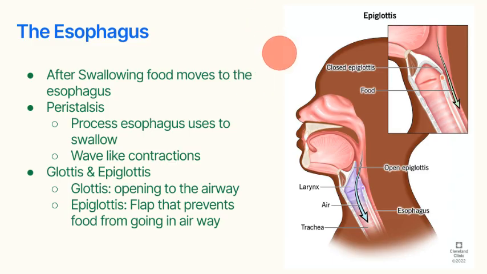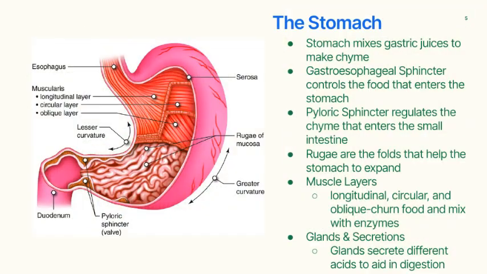The next portion that we will look at is the stomach. So in this diagram, you see the stomach showing the different layers and what's inside. In the stomach, food is mixed with gastric juices to form chyme. The stomach has specialized structures to aid in digestion. The gastroesophageal sphincter is the valve that controls the entry of food into the stomach. Next, you have the pyloric sphincter. It regulates the exit of chyme from the stomach into the small intestine.